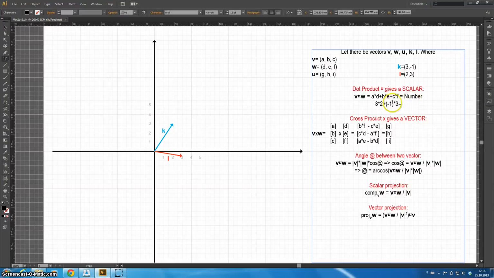And that is like 6 minus, because there's a minus over there, and minus 3, it gives our dot product, the scalar number 3.